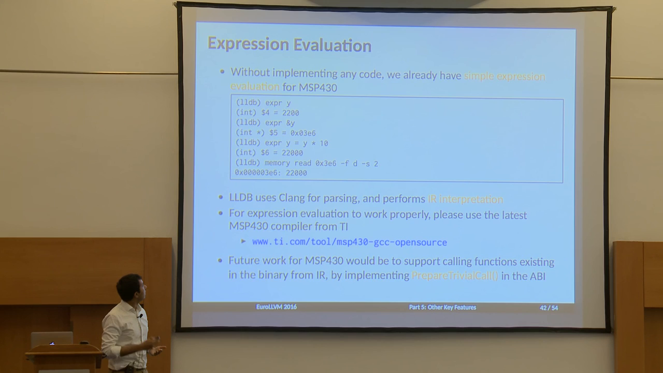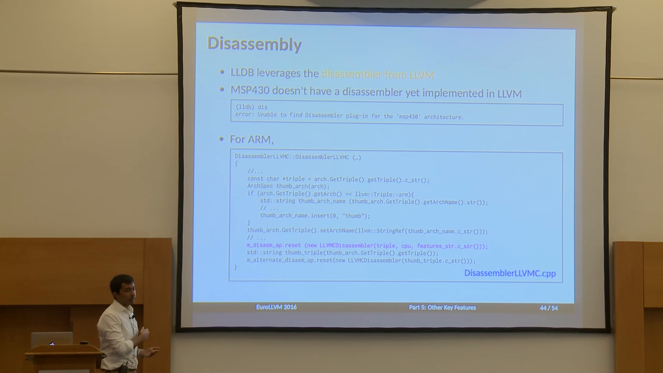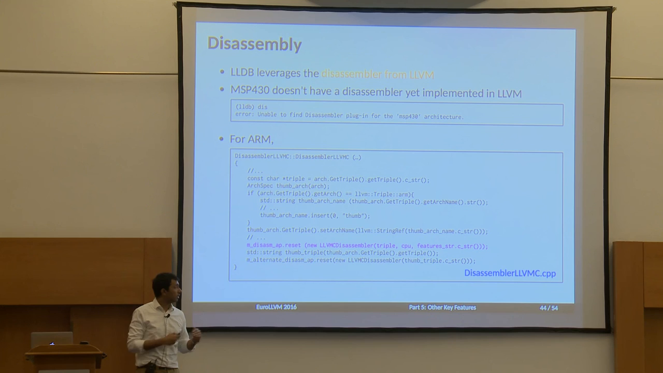Now, disassembly. We don't have a disassembler yet for MSP430 in LLVM. But because of the way LLDB works, if we had one, it would just directly pick it up. When we try to disassemble now, LLDB just comes back with an error saying it cannot find the disassembler plugin. But it is as simple as, once you implement that in LLVM, it will just pick it up. And here I've shown how this works for ARM.